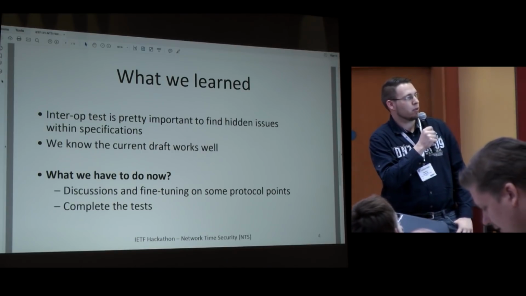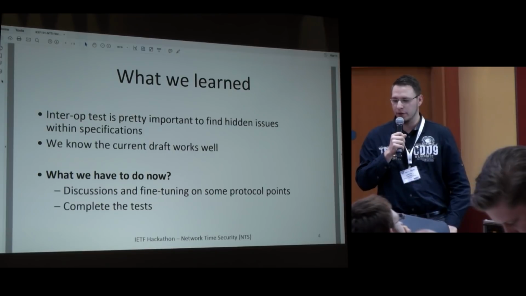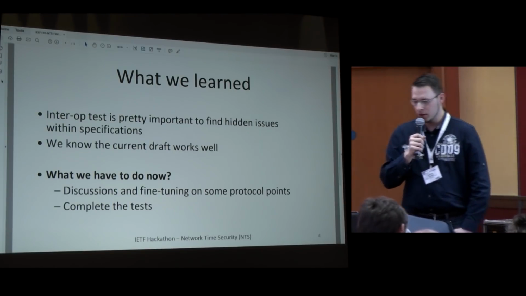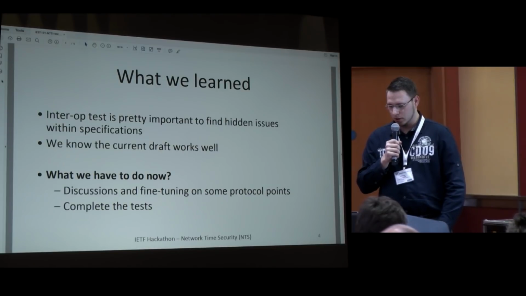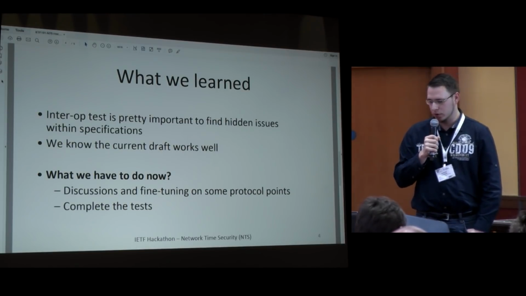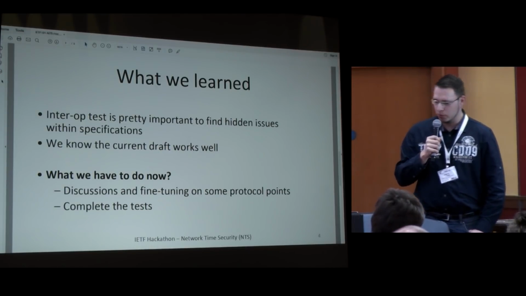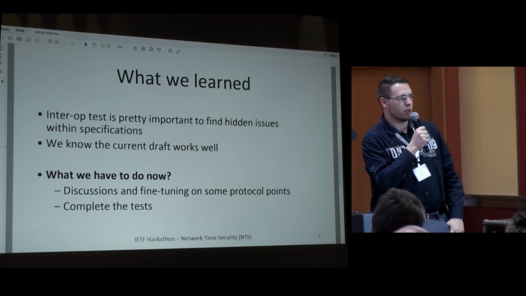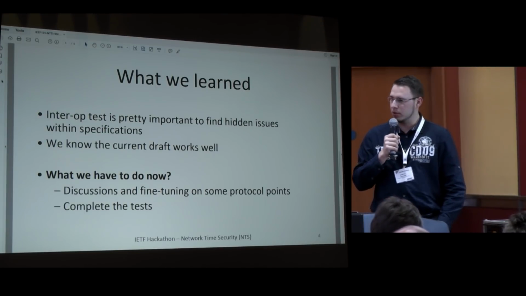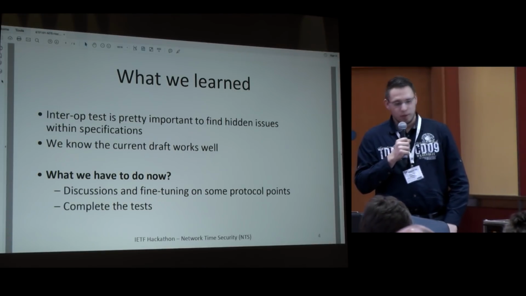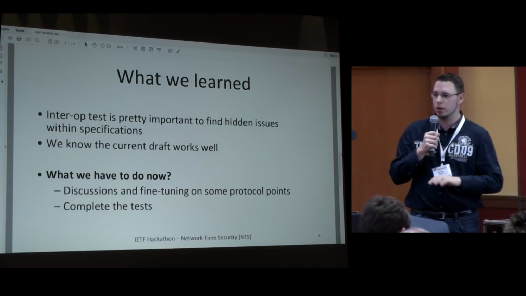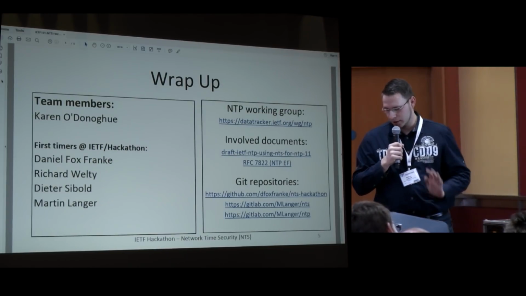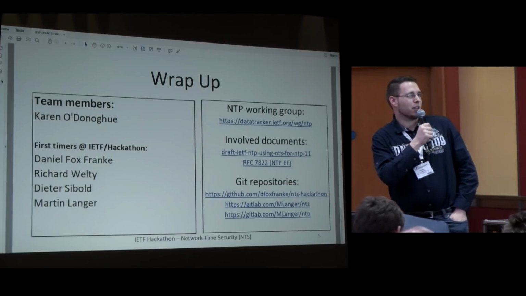What we learned is that interoperability testing is pretty important to find hidden issues within the specifications. Now we know that our NTS draft is correct, as our implementations work correctly. We have some small problems to discuss, but it's not a big thing. And we have to finish other tests. We have tested only client and server of our implementations, but we have to test the other way around. For more information, you can join us on GitHub. Thanks.